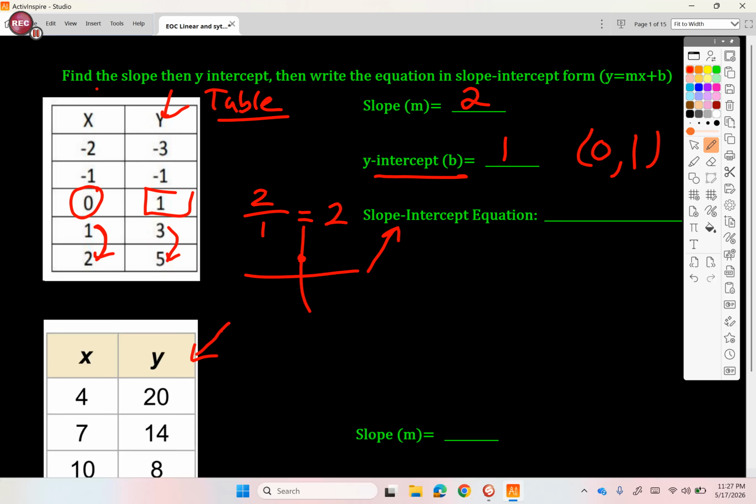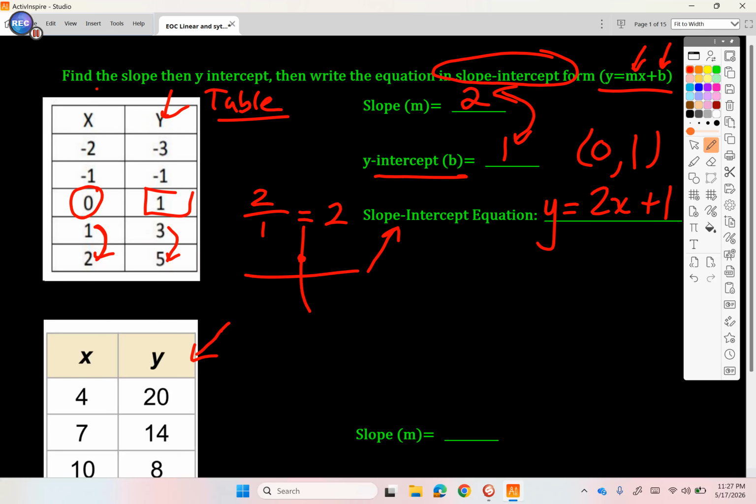Now, with these two pieces, we can make our equation in slope-intercept form, which is y equals mx plus b. Just replace the m and the b, which are the two values you just got, and you have the equation. So y equals 2x plus 1, because we got positive 1.